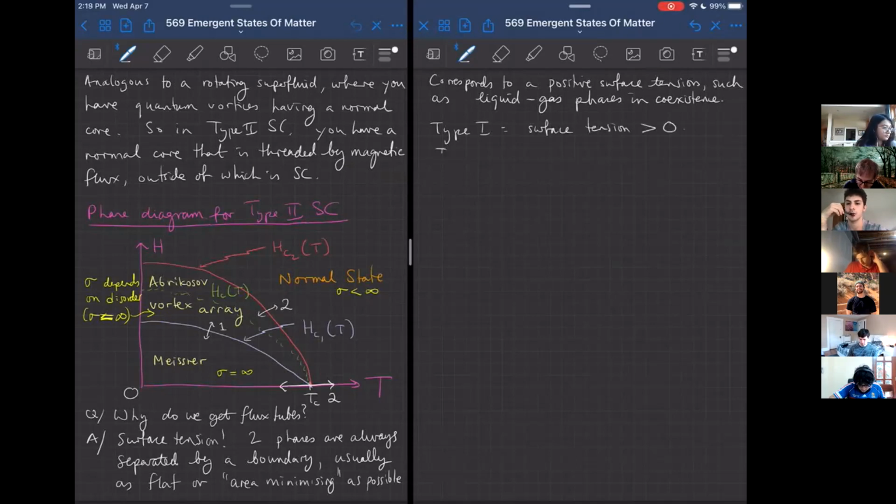So what happens in the type 2 superconductors? I'm going to explain how this works in today's lecture. We're going to see that the surface tension is actually negative. And what does negative surface tension mean? Negative surface tension means that the interface between two phases tries to maximize the surface area rather than minimize it.